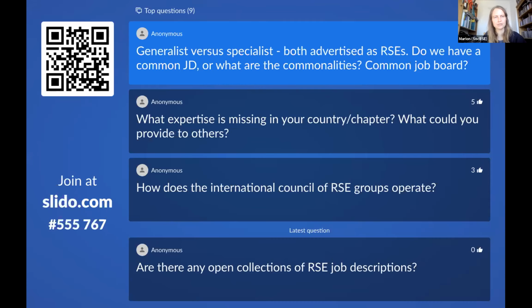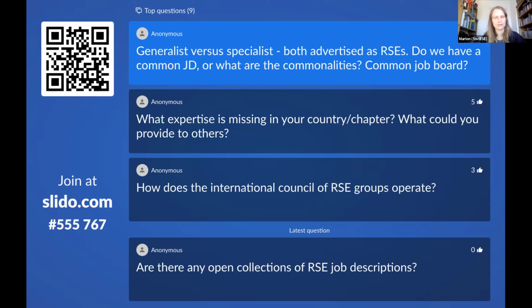In the UK, we do have the website of the society, where we have not only UK-based job ads, but generally RSE job ads and also RSE-related job ads. Everybody is welcome to post there. We also have, of course, the job channel in our RSE Slack workspace, which is quite busy.